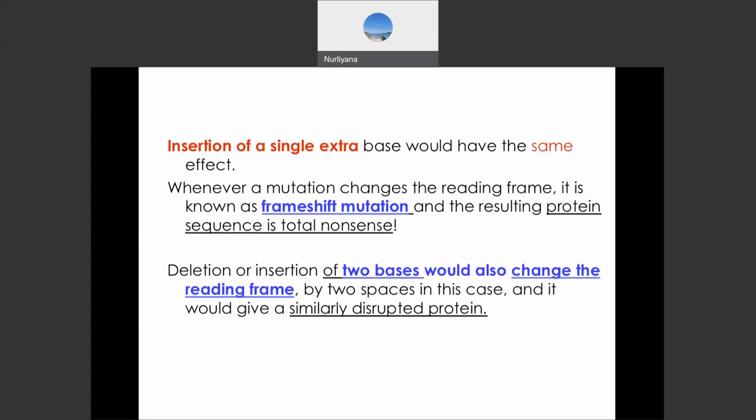If they insert a single extra base, there are two things that might happen here. The addition of a single base, and also the addition or deletion of two bases, would change the reading frame. So these are also known as frame shift mutations.